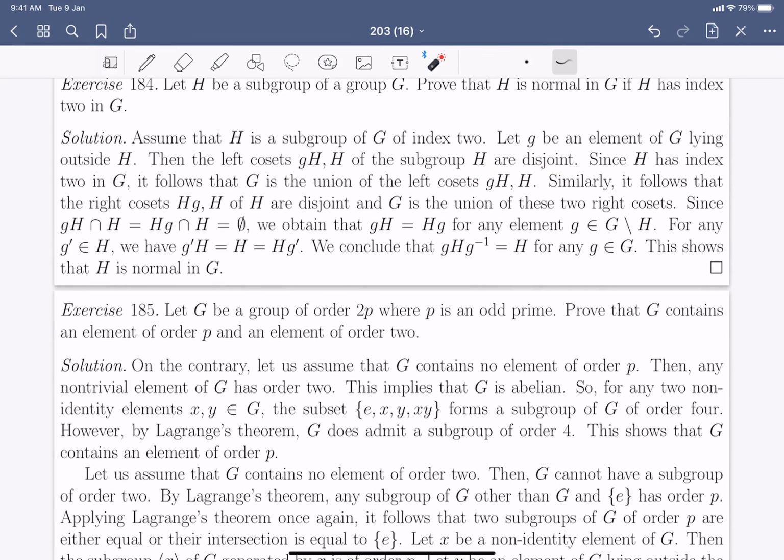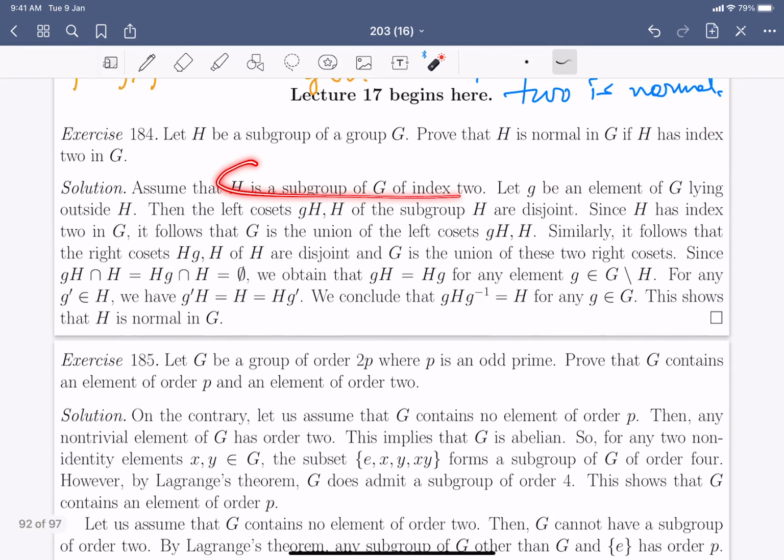On the other hand, we started with the hypothesis that H is a subgroup of G of index 2. So there are exactly two distinct left cosets. Since we have found two disjoint left cosets, they are distinct, and G being the union of two distinct left cosets, these have to be those left cosets. So G is the union of the left cosets gH and H.